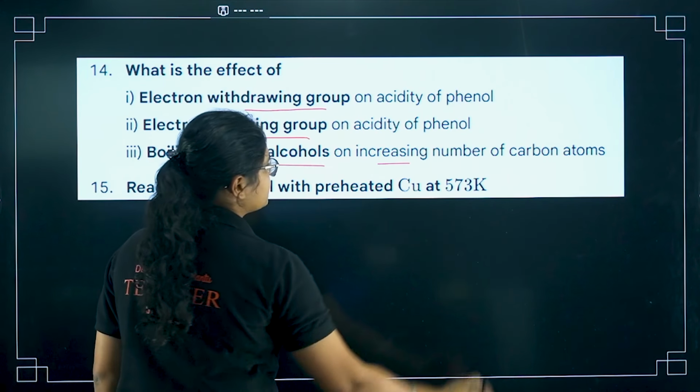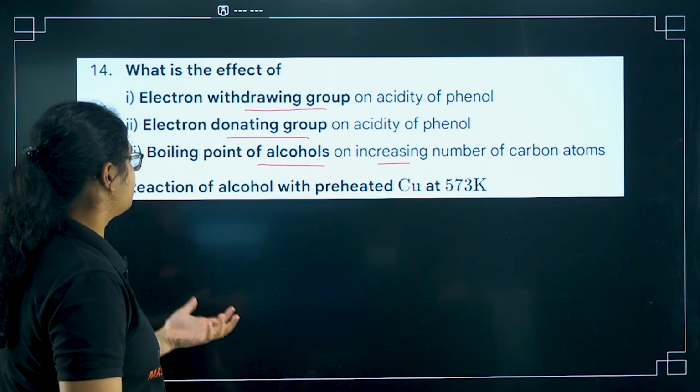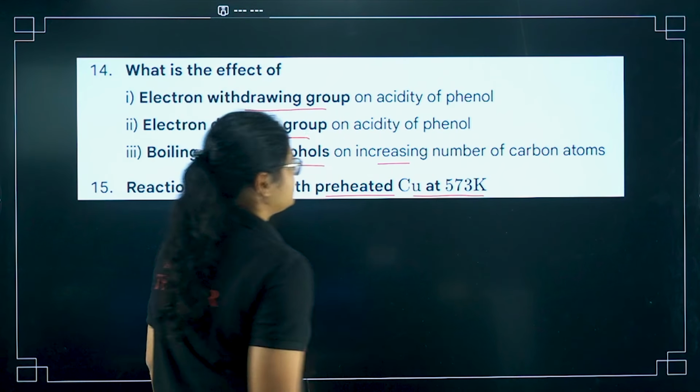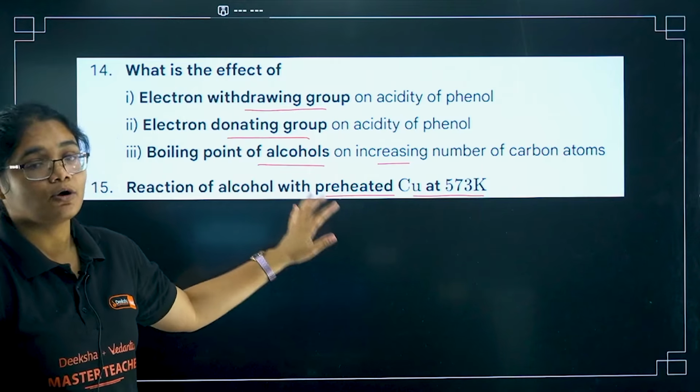The boiling point of alcohols increases with the increase in the number of carbons. So what is the reason for that? Reactions of alcohols with copper at 573 Kelvin. This is a super important question.